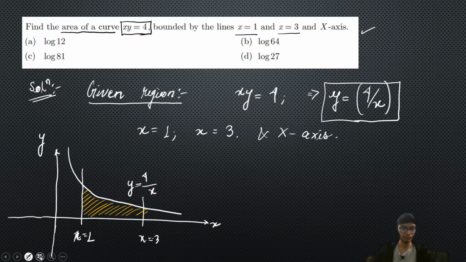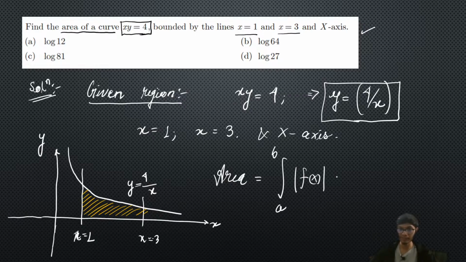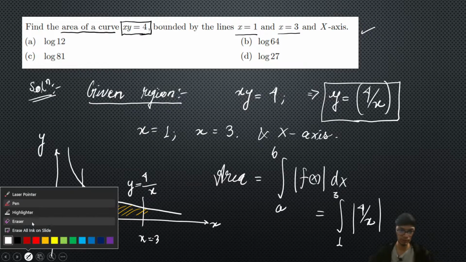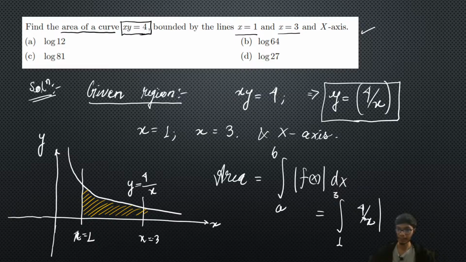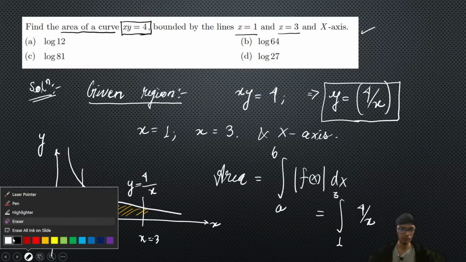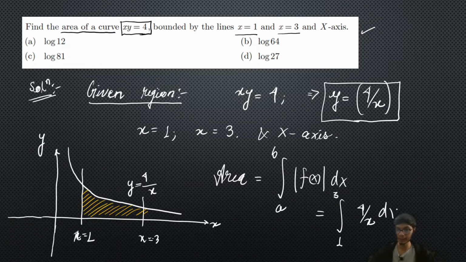After that, if I need to find the given area, again I'll find the area as the integral within the interval a to b of mod f of x dx. But since we are talking about the positive region, this mod will definitely give you a positive result. So the area will be from x equal to 1 to 3 of 4 by x. I don't need to put a mod again over here. Then we will have it into dx.